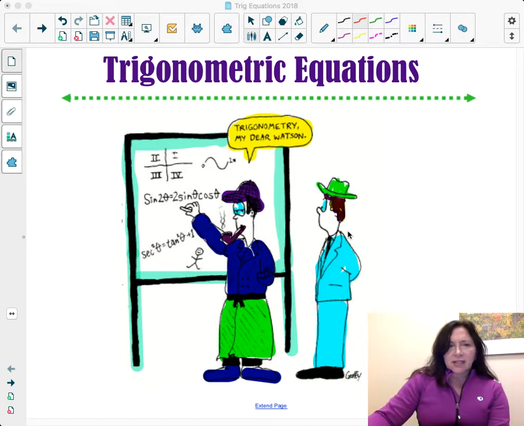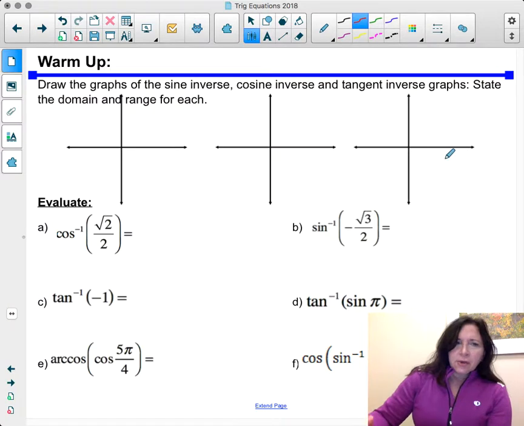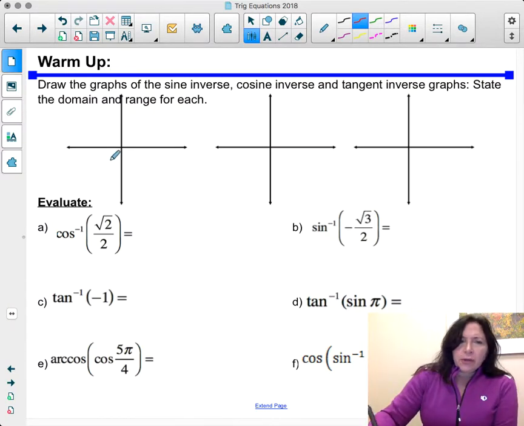Hi everyone, today's lesson is on solving trigonometric equations. So the first thing we're going to do is start off with a little warm-up.